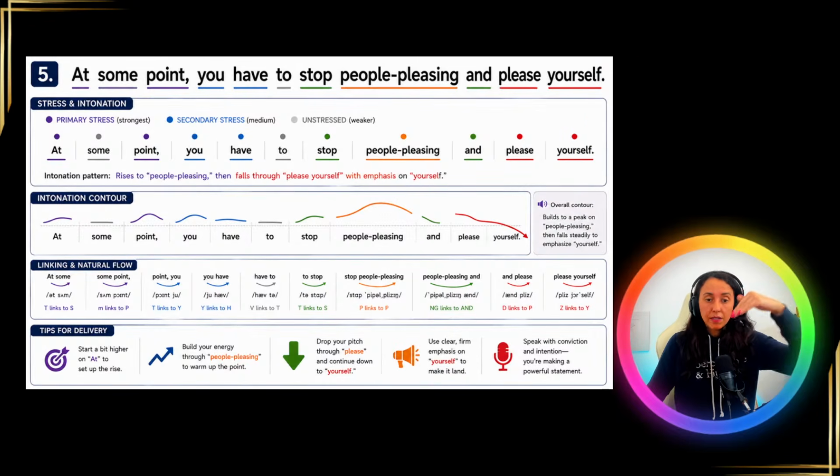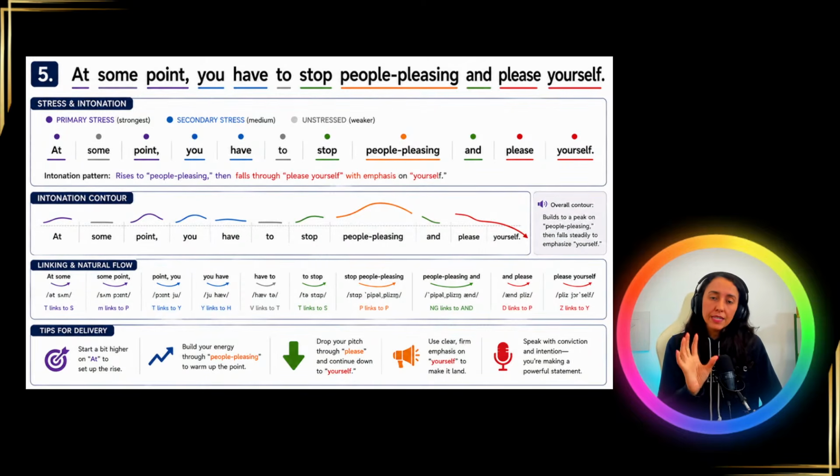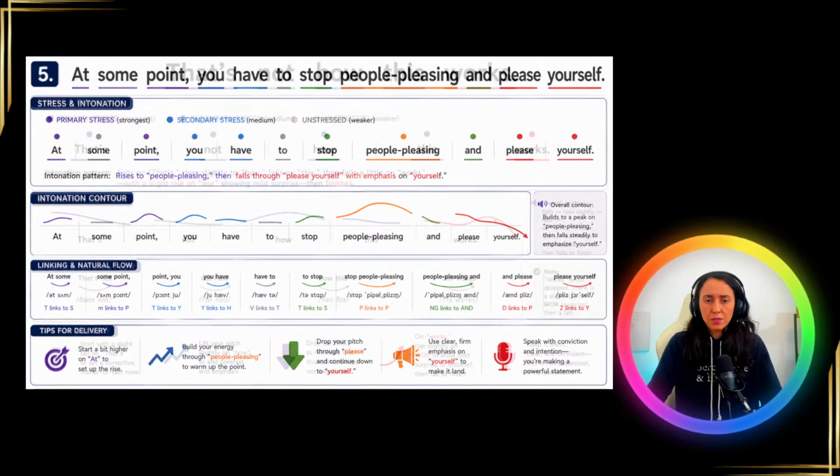Stop people pleasing. See how it's not rising? Stop people pleasing and please yourself. And please yourself. Pay attention that whenever native speakers don't link too much, they are adding emphasis. They are trying to get your attention to that piece of information. Okay? Let's move on to the next one.